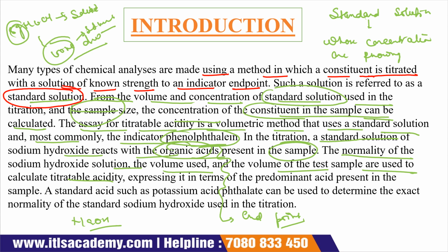Now, expressing it in terms of the predominant acid present in a sample, a standard acid such as potassium acid phthalate and phenolphthalein can be used to determine the exact normality of the standard solution of sodium hydroxide which is used in a titration. So with the help of this standard acid, like potassium acid phthalate, we determine the exact normality of the standard sodium hydroxide solution used in a titration. Now come to the next slide.